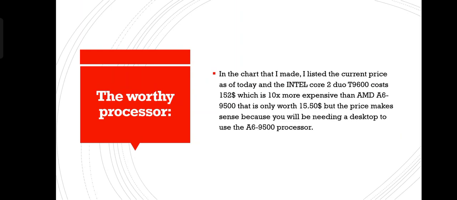And the last conclusion that I have listed in the chart that I made is the current price as of today. The Intel Core 2 Duo T9600 costs $152, which is 10 times more expensive than the AMD A6-9500, which is only worth $15.50. But the price makes sense because you will be needing a desktop to use the A6-9500 processor.